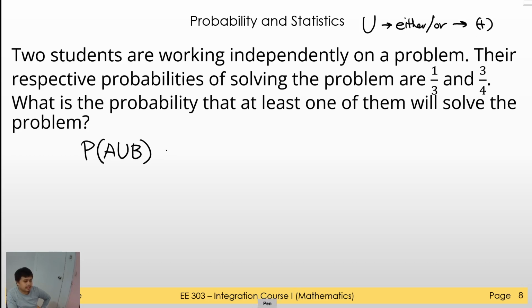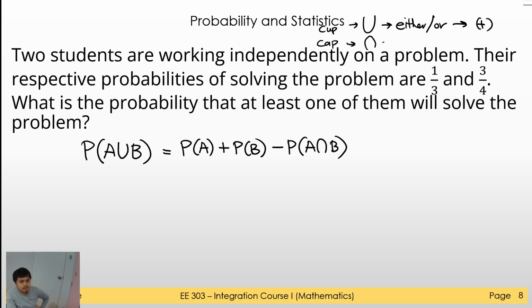To find the probability of event A or B happening, this will be just the probability of A happening plus the probability of B happening, minus the probability of A cap B happening, meaning the probability of A and B happening. This symbol is the cap, and we incorporate it by multiplying the two probabilities.